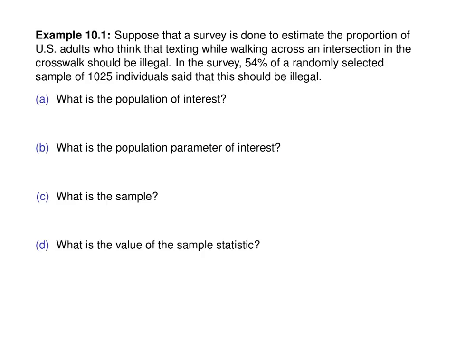All right, so example 10.1. So suppose that a survey is done to estimate the proportion of U.S. adults who think that texting while walking across an intersection in the crosswalk should be illegal. In the survey, 54%, so see that was a percent, which means we're talking about proportions, of a randomly selected sample of 1,025 individuals said that this should be illegal. So first, what is the population of interest? Who do we care about? Well, it's the proportion of U.S. adults. So we care about the population of all adults in the U.S.